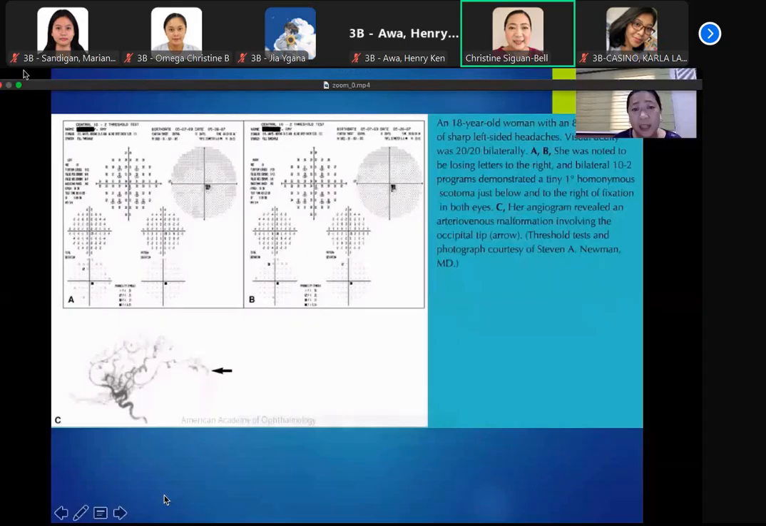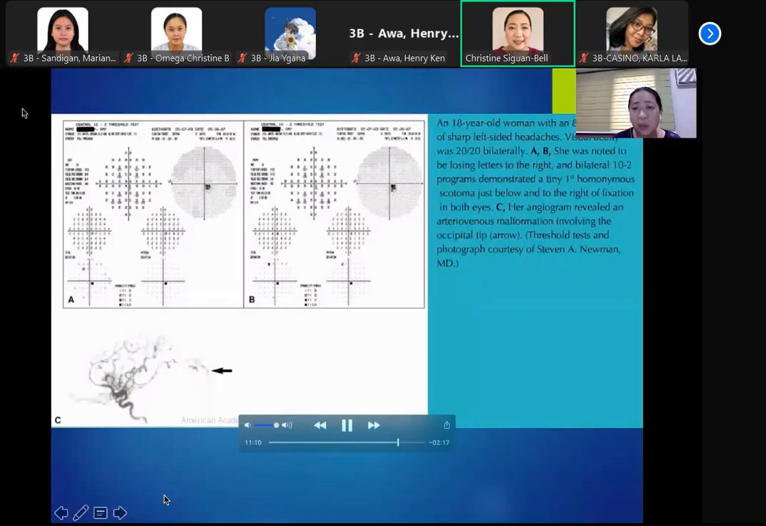Another example is an 18-year-old woman with an 8-day history of sharp left-sided headaches. VA was 20/20 bilaterally. She was noted to be losing letters to the right and bilateral 10-2 programs demonstrated a tiny primary homonymous scotoma just below and to the right of fixation in both eyes. Her angiogram revealed an AV malformation involving the occipital tip.